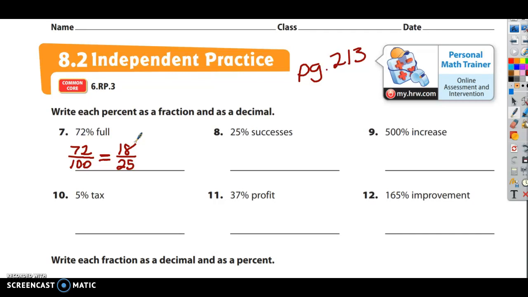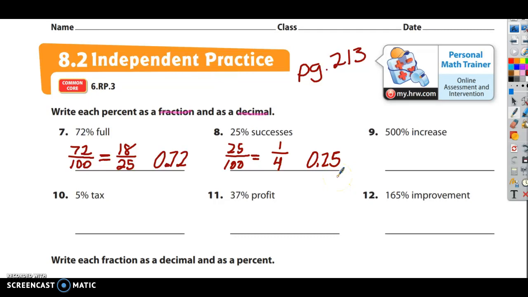72 over 100 is not really wrong, and the directions didn't really ask you to simplify, but I always do anyway. And the second answer is 0.72, 72 hundredths. And if you're wondering why there are two answers, it's because we're supposed to do a fraction and a decimal. All right, so I just know 25%. You can write 25 over 100 if you want, but I have this one memorized. 25 over 100 simplifies to 1/4. And 25% means 25 in the hundredths place, so 0.25.